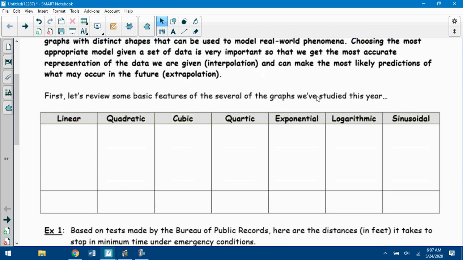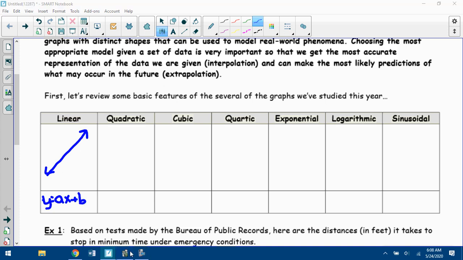So these are all the different function families we've done this year that we've done regressions with. The first was linear. And we all know linear looks like a straight line. So it could be increasing or decreasing, but regardless, that's a linear line. And according to the regression in your calculator, the general form is y equals ax plus b.